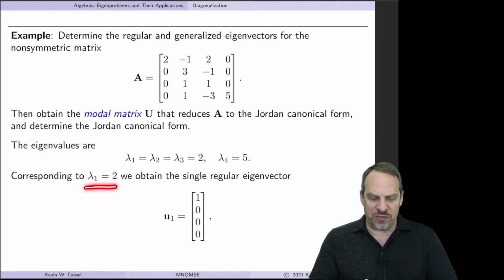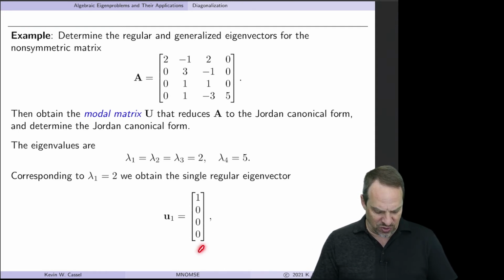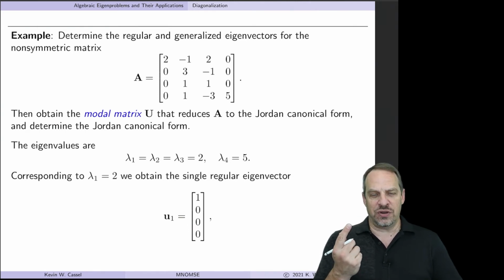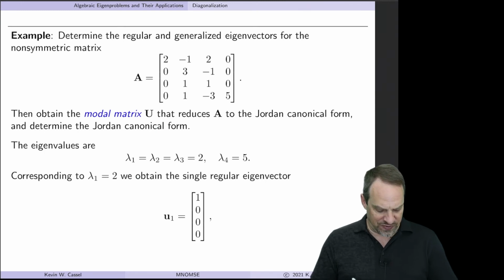So if we look at lambda 1 equal to 2, which is repeated 3 times, I hope to get 3 eigenvectors, but in fact I only get 1. I get u1 as 1, 0, 0, 0. As always, there's a constant multiple times that. So indeed, I only get 1 regular eigenvector for this eigenvalue with multiplicity 3. So I need 2 additional eigenvectors. They'll have to be generalized eigenvectors.